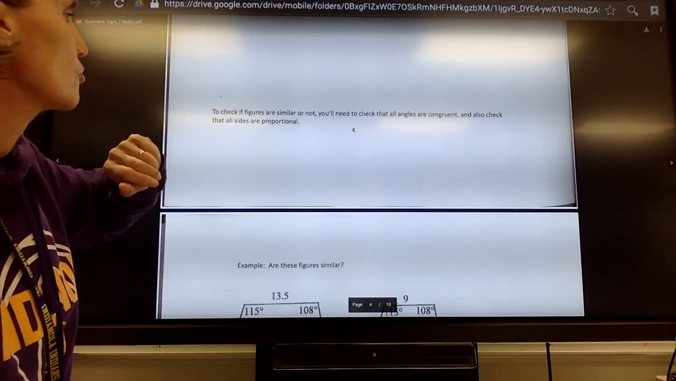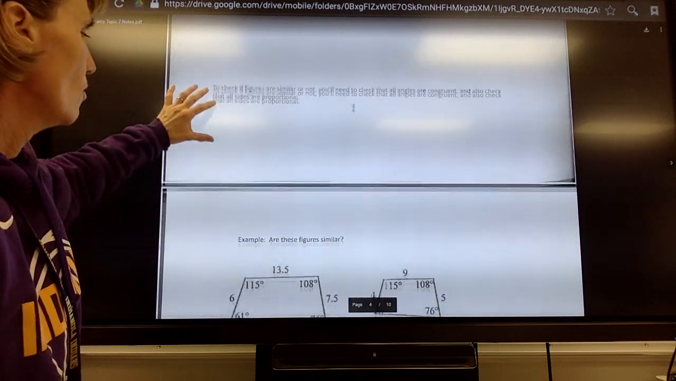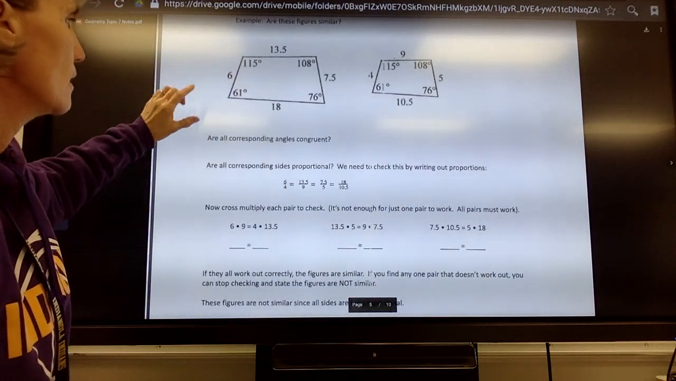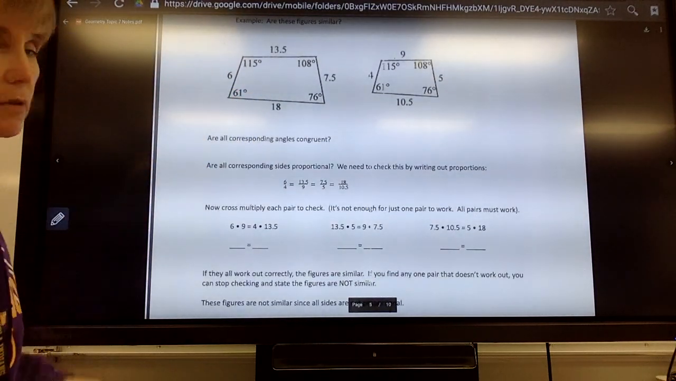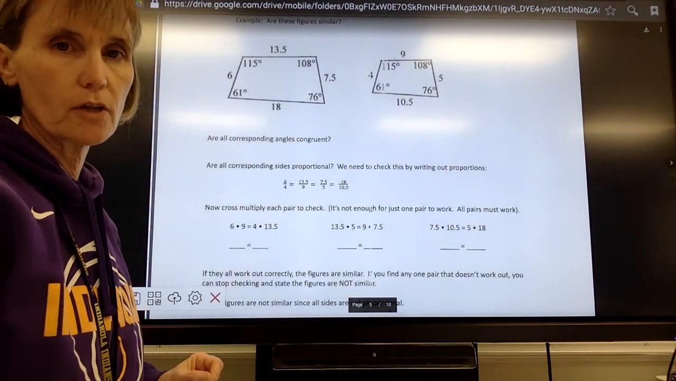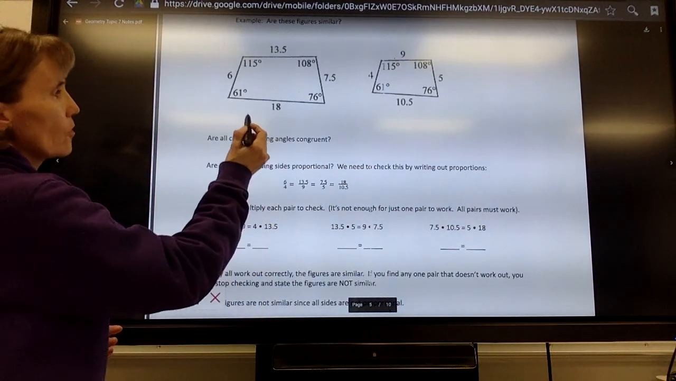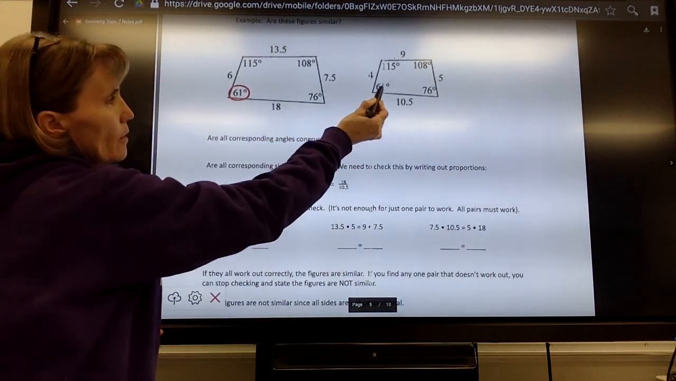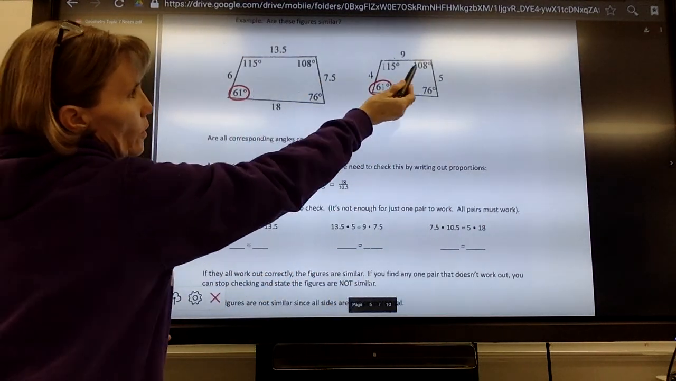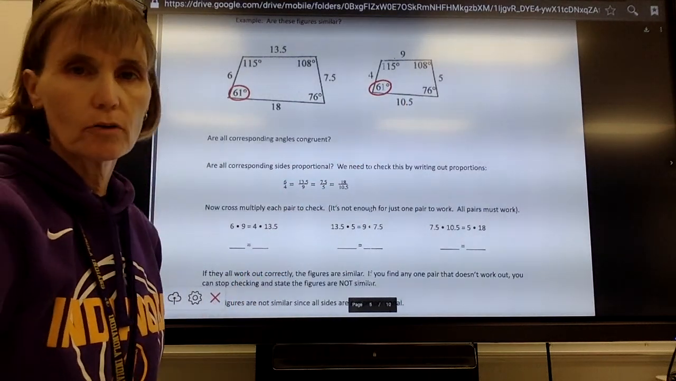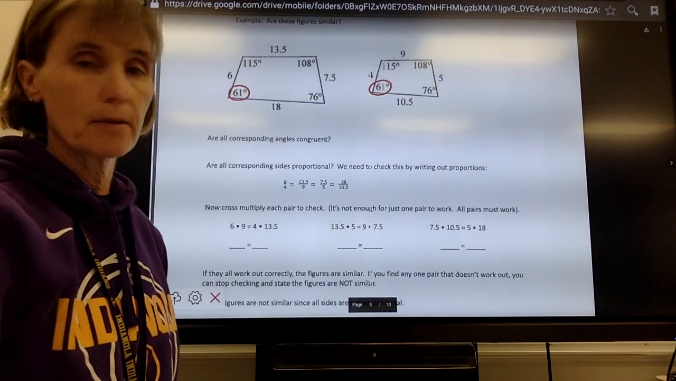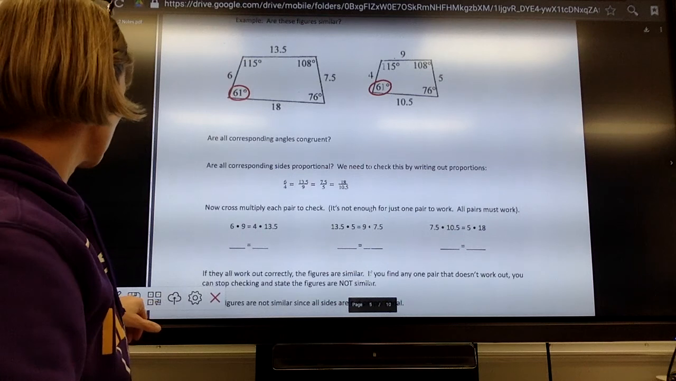Okay, to check and see if the figures are similar or not, you'll need to check that all angles are congruent and all sides are proportional. They're not telling us that these two figures are similar, they're asking us if they are. So the first thing you want to do is check if the corresponding angles are congruent to each other. So this angle here is 61, this angle that would correspond to it is 61. Okay, 115, 115, 108, 108, 76. That's easy to check out. You can see by the picture that all the angles are congruent to each other. So that's the first thing that has to happen for figures to be similar, and that works out.